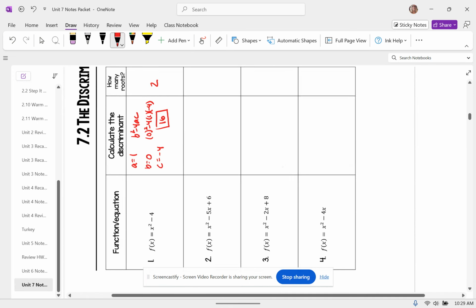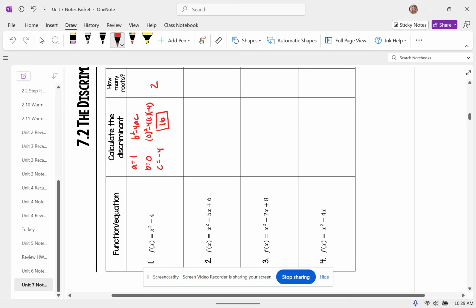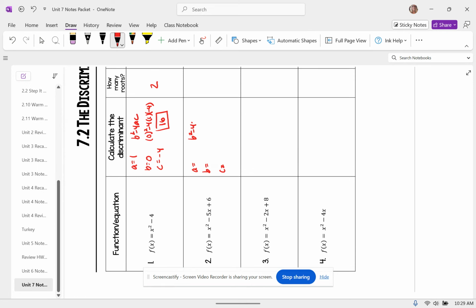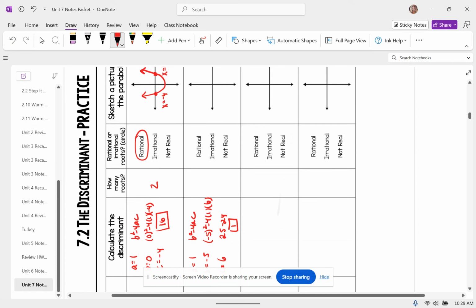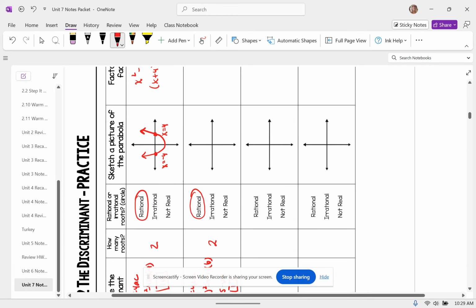All right, next I've got x squared minus 5x plus 6. A, B, C, set up your discriminant. A is 1, B is negative 5, C is 6. 6 times 4 is 24, so 25 minus 24. And this would end up being 1, which is a positive number. How many roots are there? 2. They are rational because 1 is a perfect square.